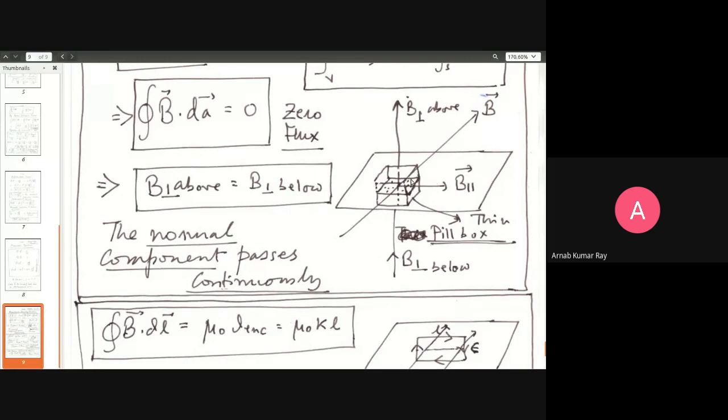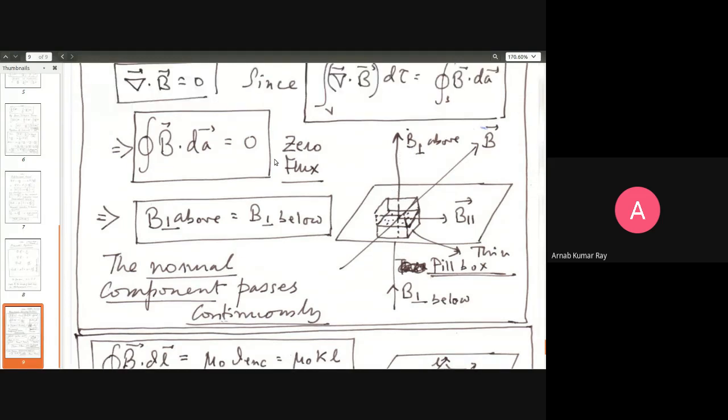Okay, so make this pillbox as thin as possible, thin pillbox. So the field lines, if you just look at the perpendicular component, you will just have field lines coming in from the bottom face and exiting from the top face. So what do I mean by this? That zero flux, B dot dA, surface integral is equal to 0. It means that these field lines, whatever be the number of field lines coming in, will be equal to the number of field lines going out. So B perpendicular above will be equal to B perpendicular below.